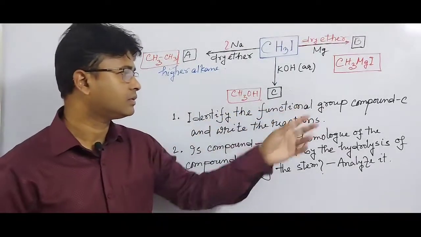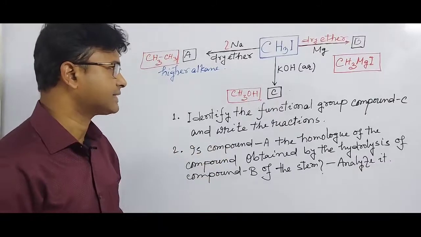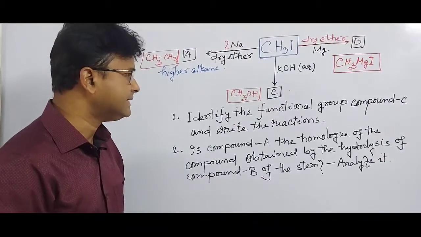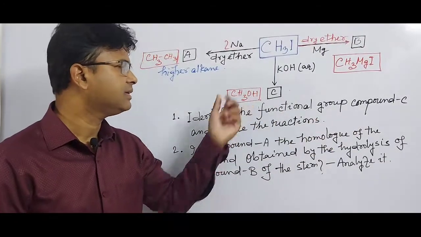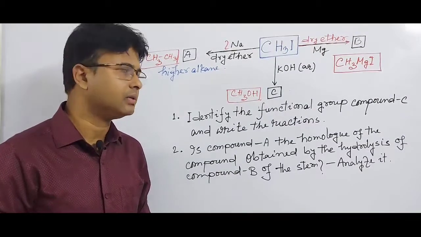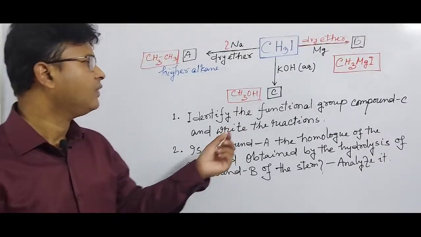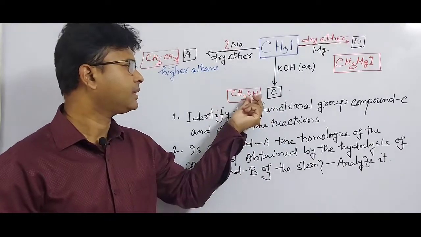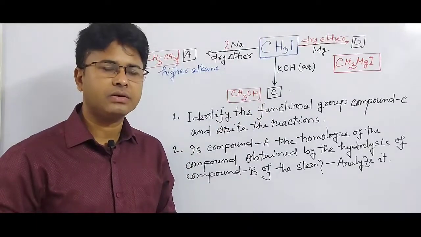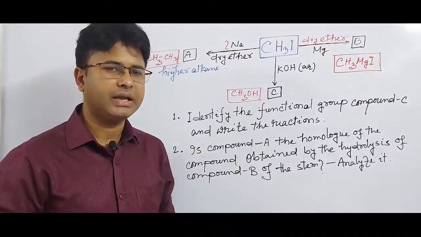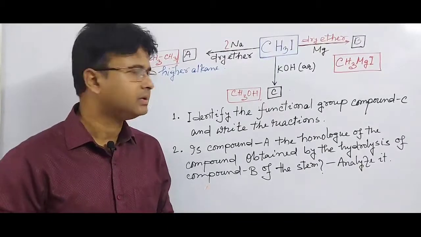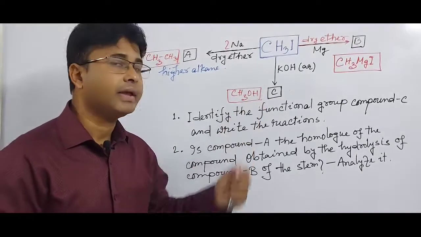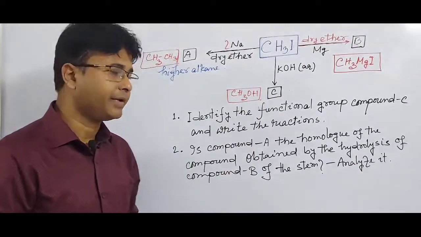Identify the functional group of compound C and write the reactions. Boys and girls, you can understand easily compound C means methanol or methyl alcohol. So, here actually the functional group of compound C, I mean the functional group of methanol, is hydroxyl group, alcoholic OH. So, I have to describe here the identification of alcohol, the identification of alcoholic group OH.